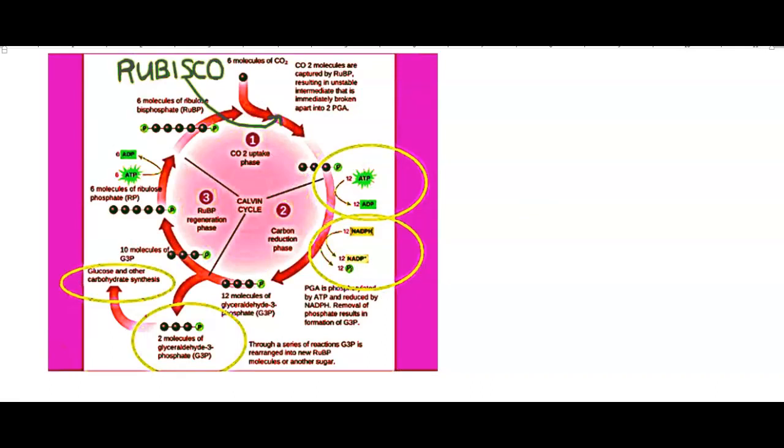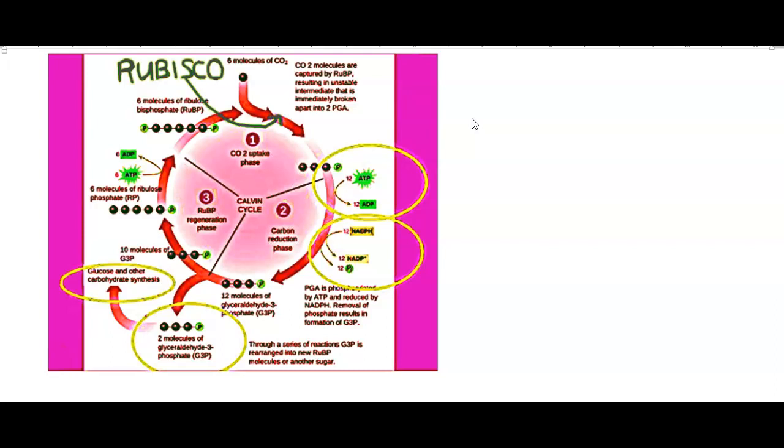This next picture is as if it has gone around twice. So these are as a result of going around twice. So start out with RuBP: 5 carbons, 2 phosphates. Since this is a result of going around twice, we're going to have 6 molecules of carbon dioxide. Remember Rubisco. Carbon dioxide molecules are going to be fixed to the RuBP through Rubisco. So when they get together, it's going to form an unstable intermediate that immediately breaks apart into 2 PGAs.